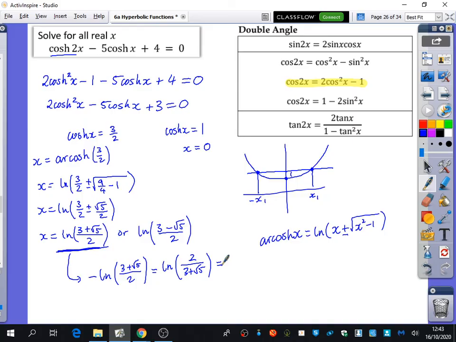I hope it is, otherwise this is broken. Because if you rationalize the denominator, you do get ln of (3 minus root 5) over 2.